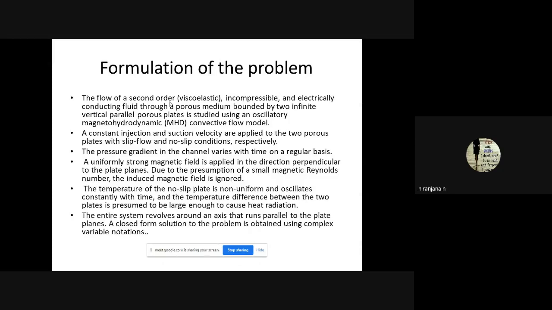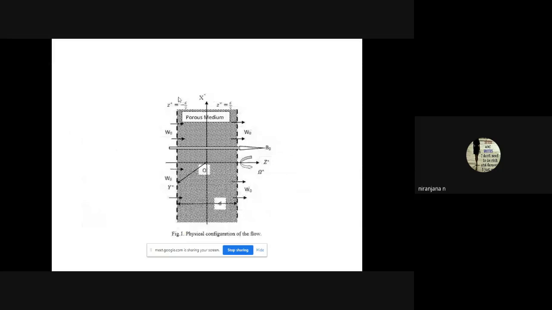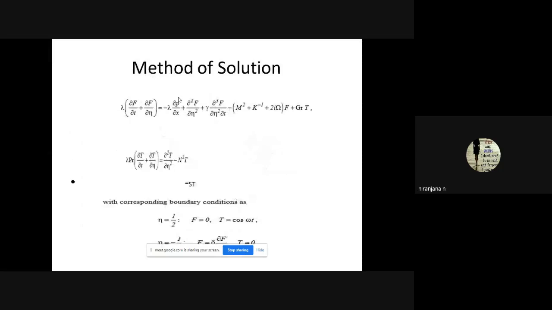A closed form solution to the problem is obtained using complex variable notations. Here is my geometrical figure, and then the method of solution. I just directly quoted the governing equations with the boundary conditions, and my solution. This is my graph. I got two graphs only for this problem. Also, I would like to work more on it.